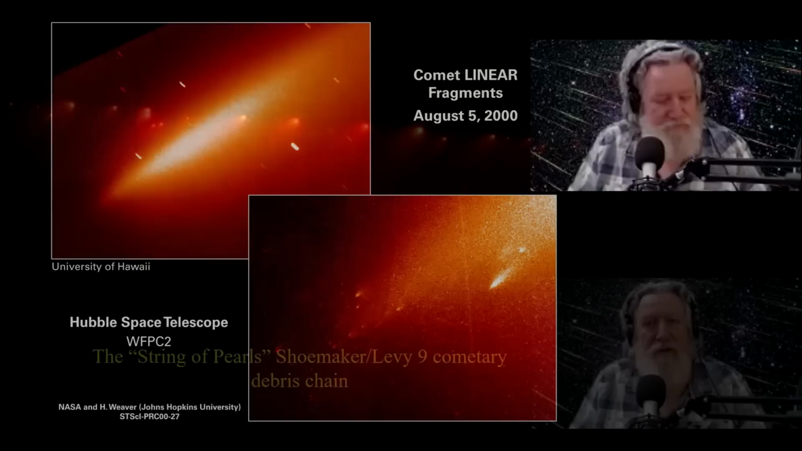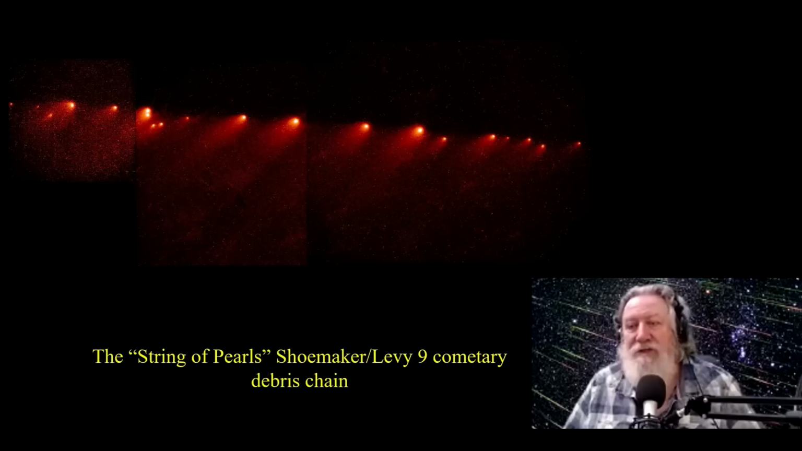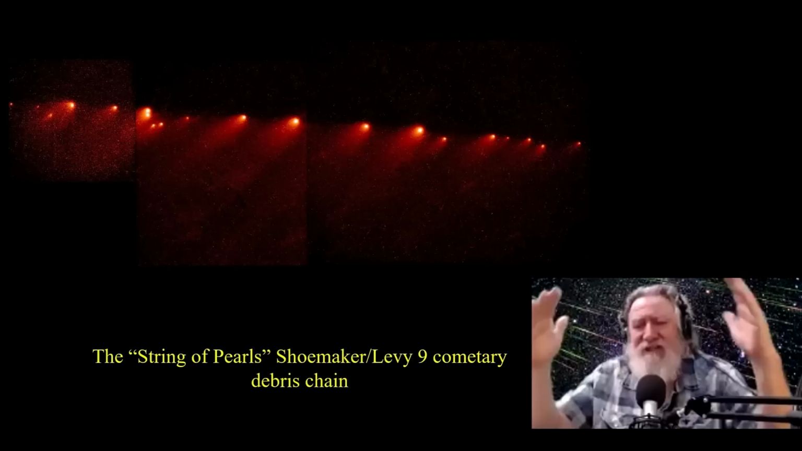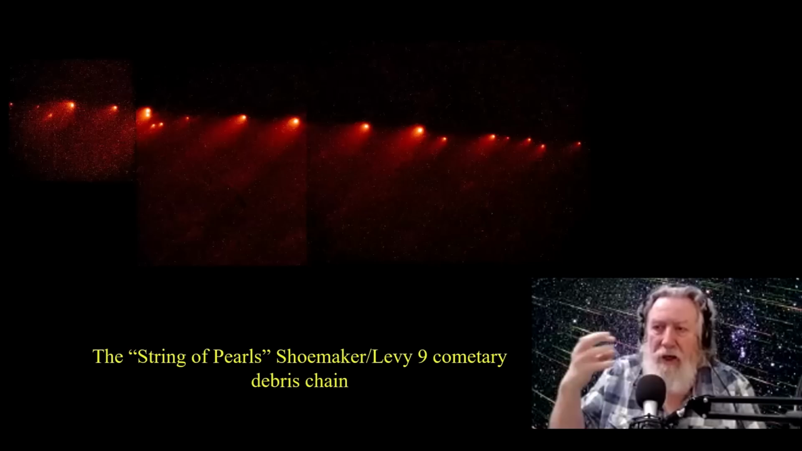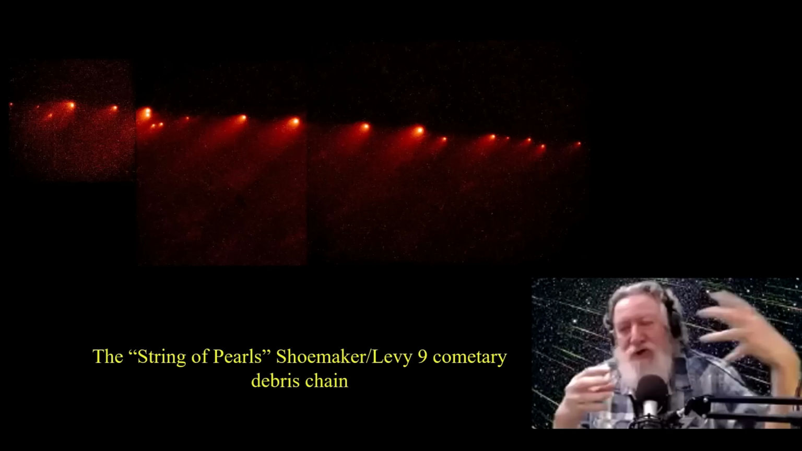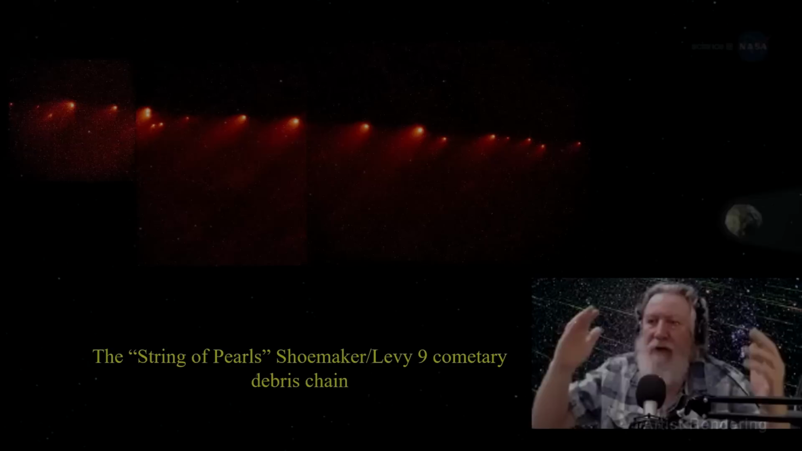There is the so-called string of pearls, the Shoemaker-Levy 9 cometary debris chain. Now this started out as a single cometary nucleus, but what happened is it came too close to Jupiter. Do you understand the concept of the Roche limit? Okay, the Roche limit is simply a zone within which a cometary nucleus or any bound together, aggregated object, has its internal cohesion overcome by the external gravitational field. So there's a Roche limit around Jupiter, where the tidal forces will disaggregate that coherent object, right?